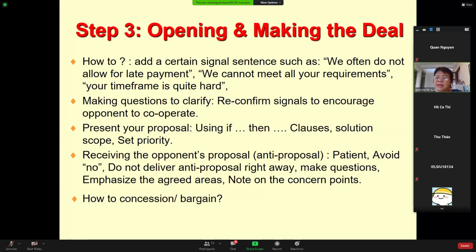So opening and making the deal: after we come to the agreement, we have to get the alignment at the end. Negotiation, like I said, is successful when two parties can come to the agreement.